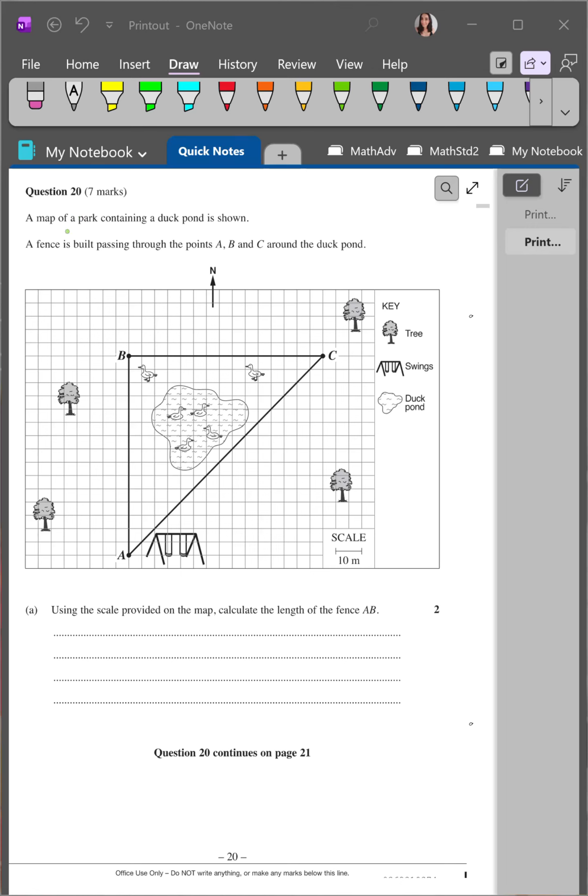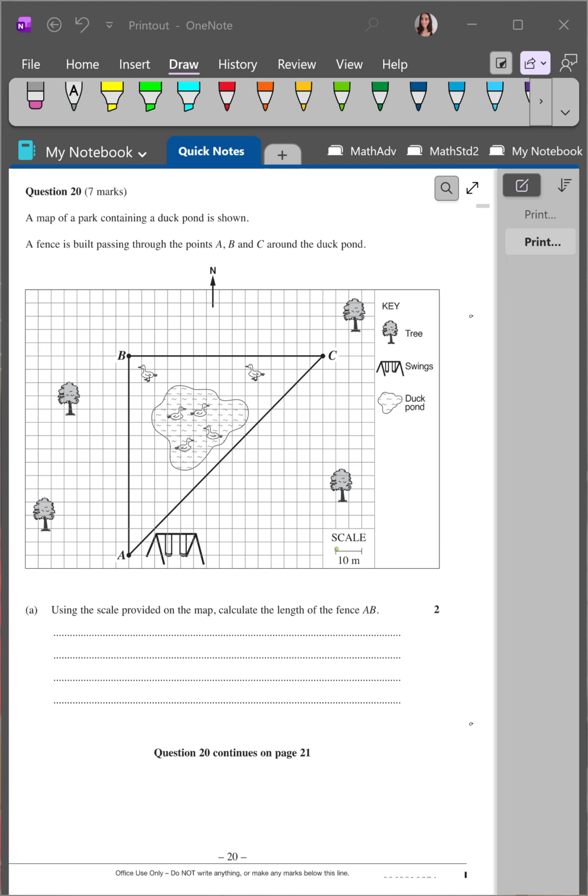Question 20. A map of a park containing a duck pond is shown. A fence is built passing through the points A, B, and C around the duck pond. Question A. Using the scale provided on the map, calculate the length of the fence AB.